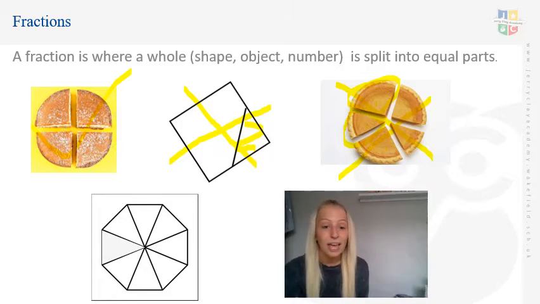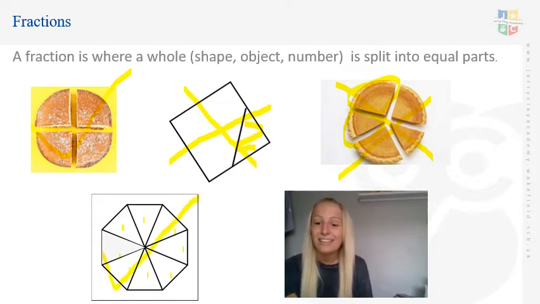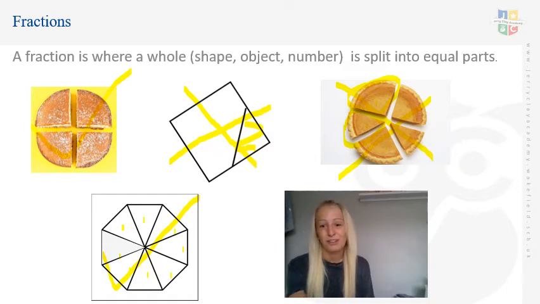Finally, the last shape has been split into 1, 2, 3, 4, 5, 6, 7, 8 parts. All the parts are equal and are all the same, so it does represent a fraction. Well done, Year 2. Give yourself a fabulous tick if you got all of those right.